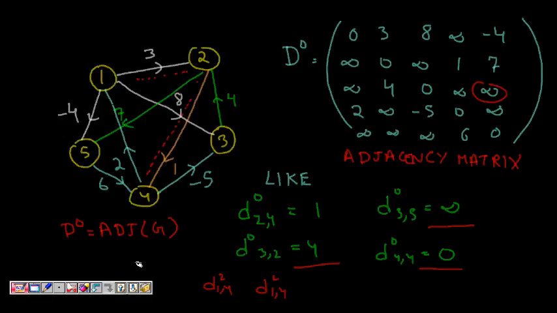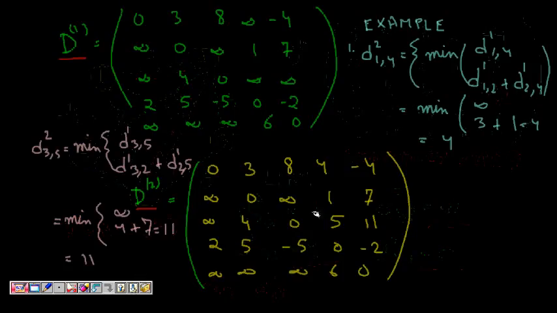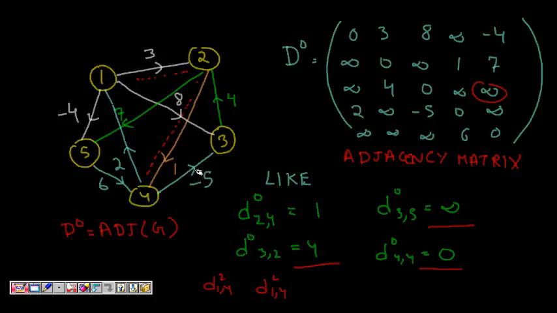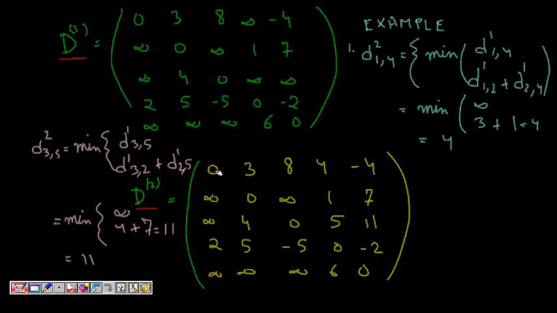So these are the two possible paths, and I will take whichever is the smallest. Here the direct path was infinity, because it is not connected. It is only a directed edge from 4 to 1. So we move further. So we see D1 4,2 is the minimum of, if I'm not using the second node.